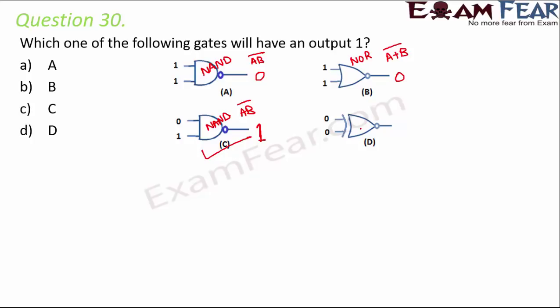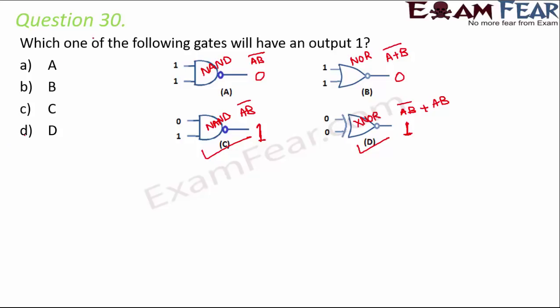Let's also analyze the last one, which is a XNOR gate or a XOR gate. So this one is an XNOR gate. So in XNOR gate the output is A bar B bar plus AB. So A bar B bar, it is 0 bar into 0 bar, which is 1, plus AB. So 0 into 0 is 0. So here also the output will be 1. So this should also be a correct option. So that means here we have both the options correct, C as well as D.